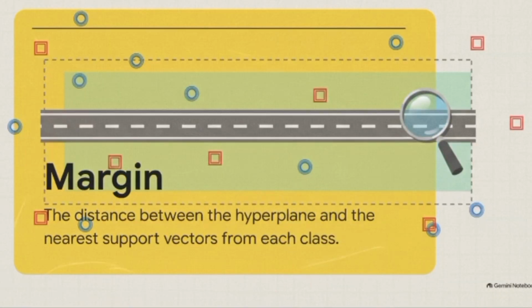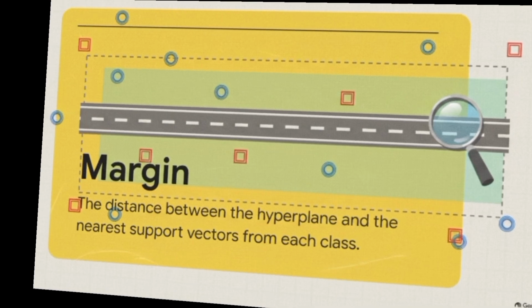Finally, we have the margin. The margin is the actual physical distance between that highway median, our hyperplane, and those nearest support vectors from each class. And let me tell you, SVM is absolutely obsessed with maximizing this exact distance. Why? Because a wider margin massively reduces overfitting. It guarantees that when your model encounters new, unseen data out in the wild, it has a really strong ability to generalize and make the right prediction.